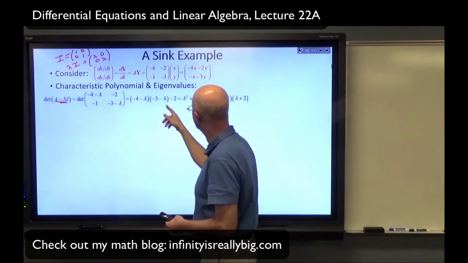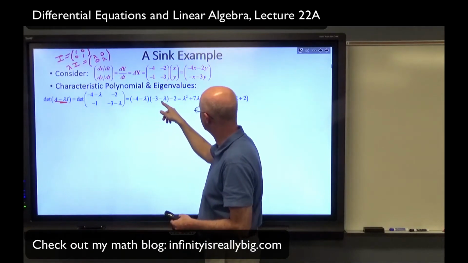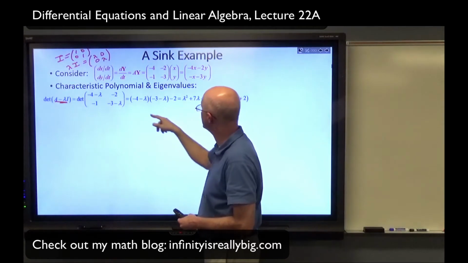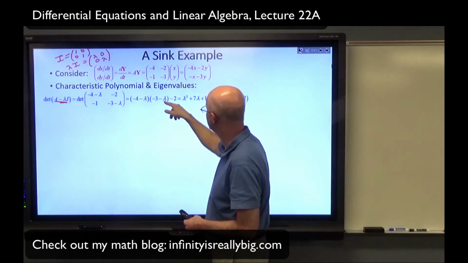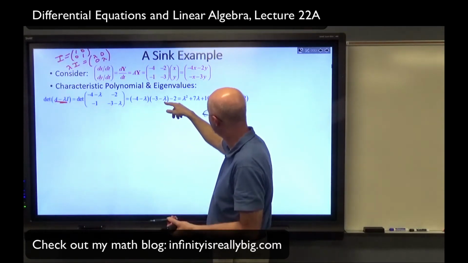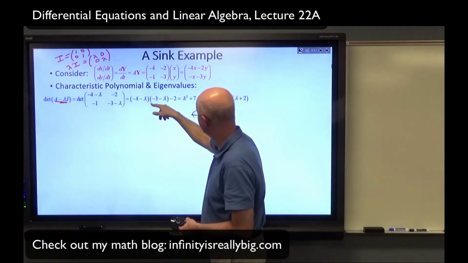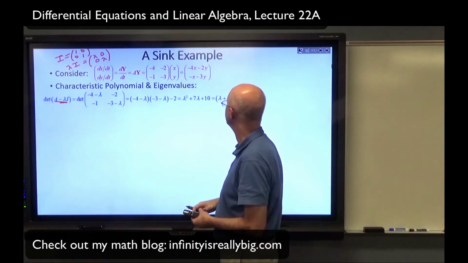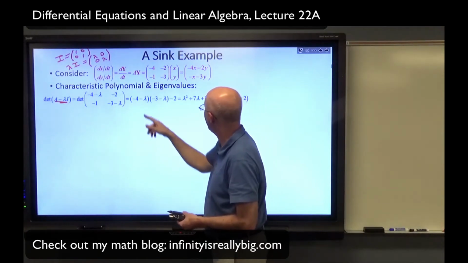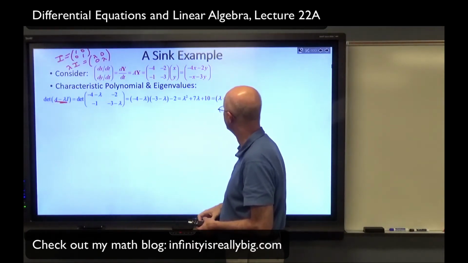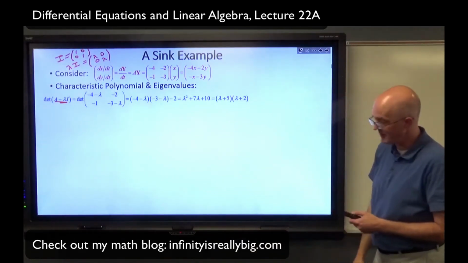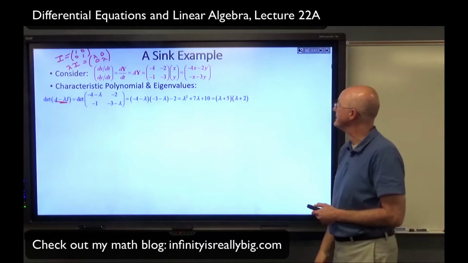The lambda squared term comes from negative lambda times negative lambda, which is positive lambda squared. The plus 7 lambda comes from -4 times negative lambda, which is positive 4 lambda, and -3 times negative lambda, which is positive 3 lambda, to give you 4 lambda plus 3 lambda is 7 lambda. And then -4 times -3 is positive 12, minus 2 is 10. This polynomial here, which is called the characteristic polynomial, can be factored.